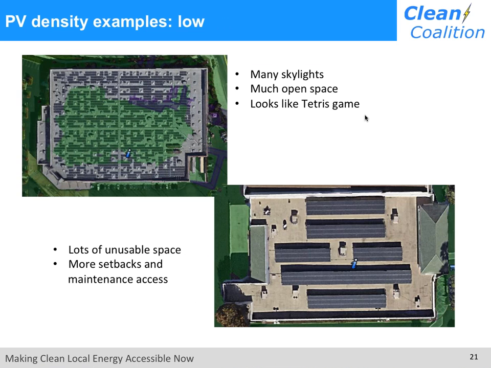And then a low density example would be these two, where you've got lots of skylights, a lot of open space. This one on the upper left looks like a Tetris game. There's lots of unusable space and more setbacks and maintenance access. And this is where we would call this low density, so 5 watts per square foot.